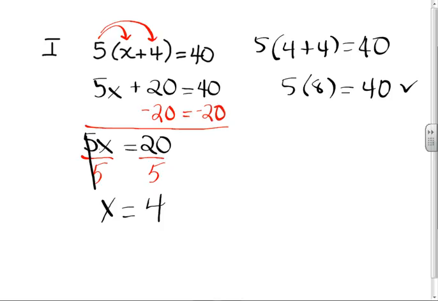I'm not going to ask you to check these. It's enough work just to do these. That's the reason why I give you the puzzles, because if you don't see your answer up here, you know you did it wrong. Even if you do see your answer up here, you still could have done it wrong. Now that was for letter I. Let's do letter E.